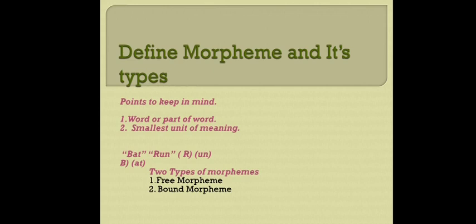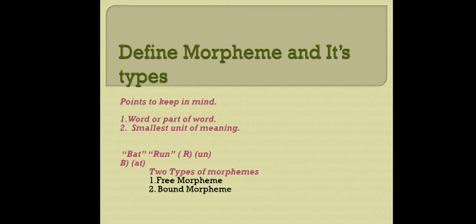So let's talk about free morpheme. A free morpheme is a morpheme that can stand alone, that can give you a complete meaning without support of any other part. For example, play. For example, run. For example, talk. For example, work. So these all are free morphemes.